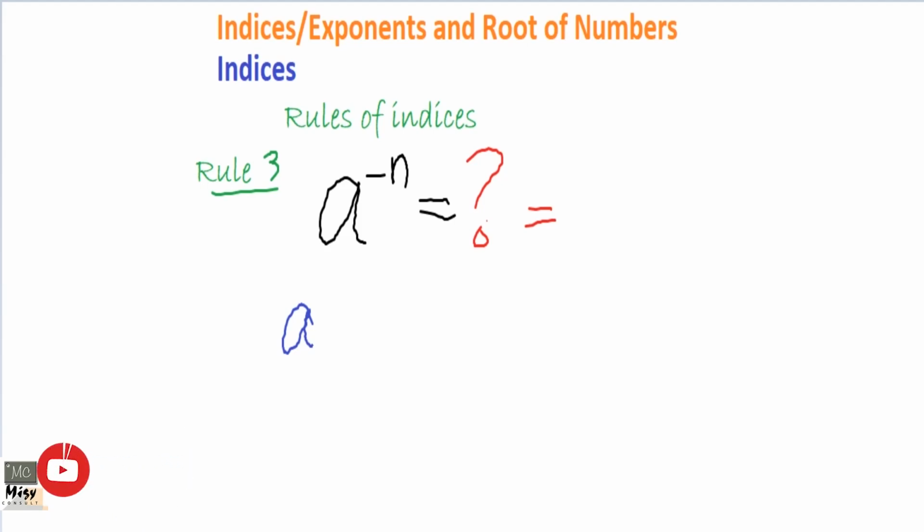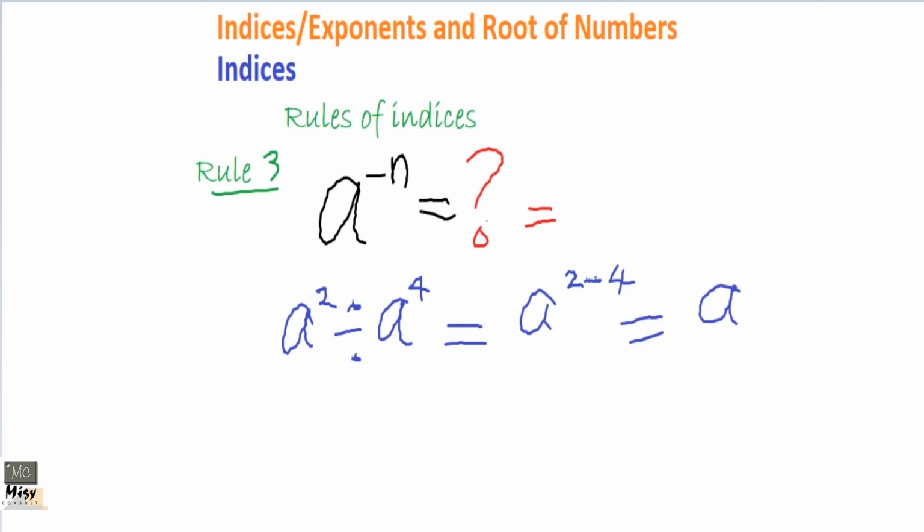So the index of the denominator, and now the index of the numerator: a raised to the power 2 divided by a raised to the power 4. Expanding, we subtract the indices: a raised to the power 2 minus 4. That gives a raised to the power negative 2, because 2 minus 4 is negative 2.